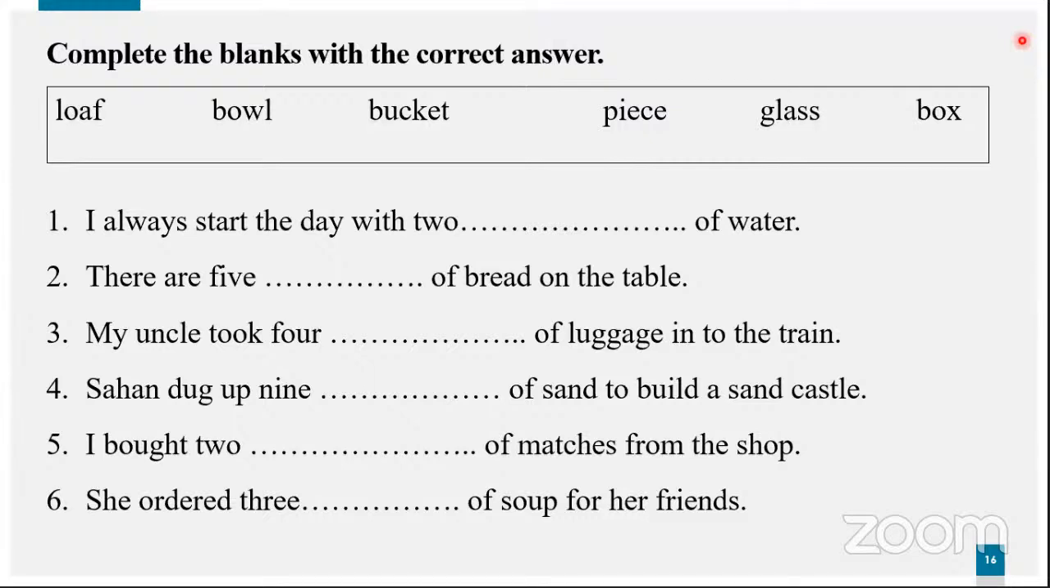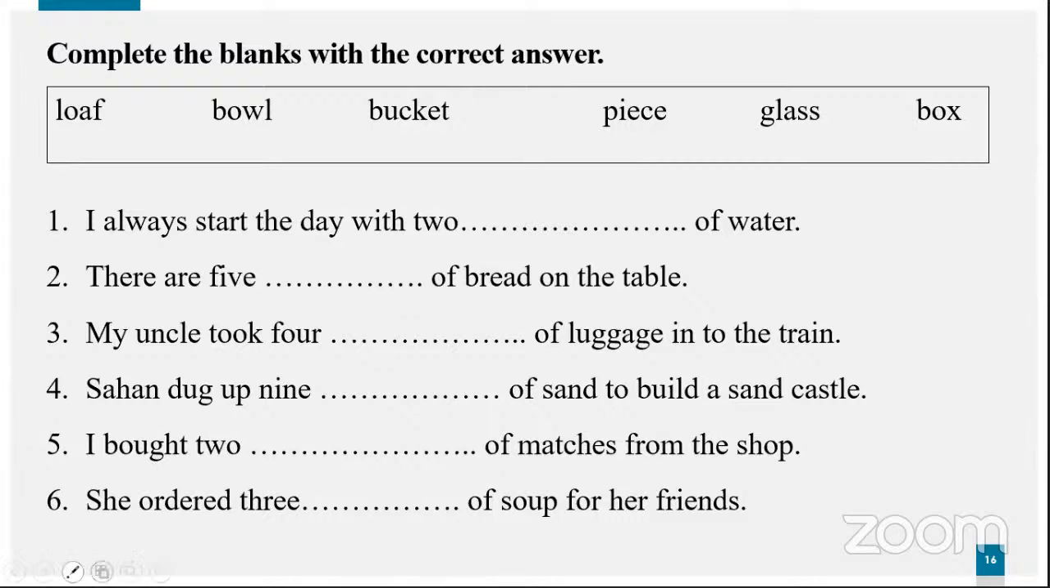Right, let's discuss the answers now. I always start the day with 2 blank of water, right? So here we can use the word glass with this uncountable noun. We can use the word glass there.